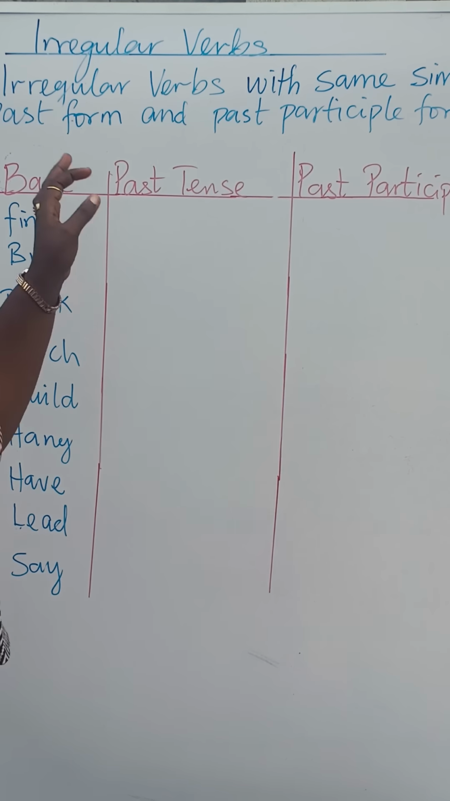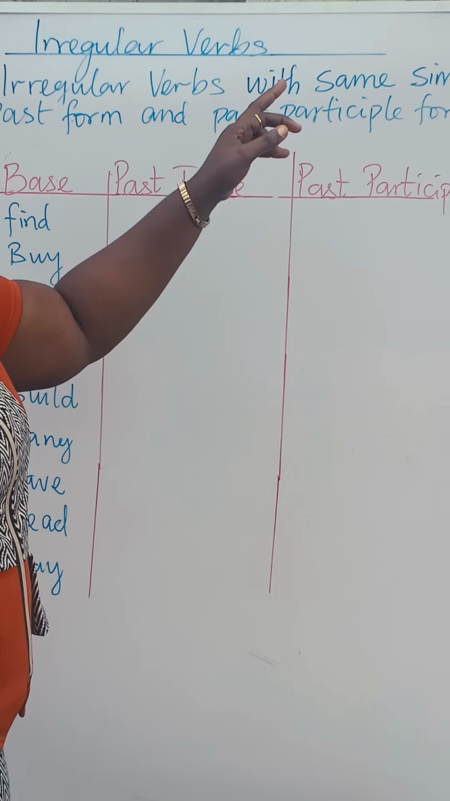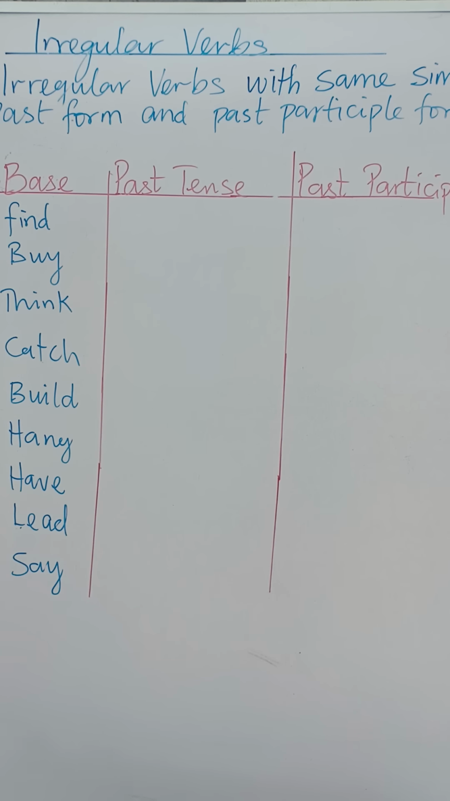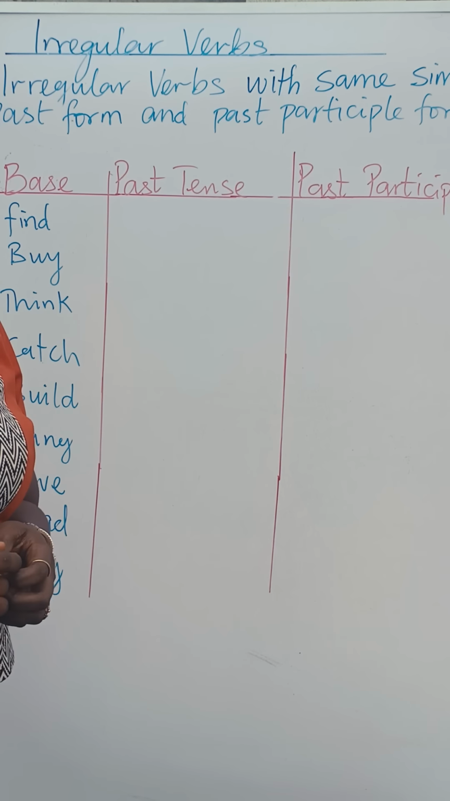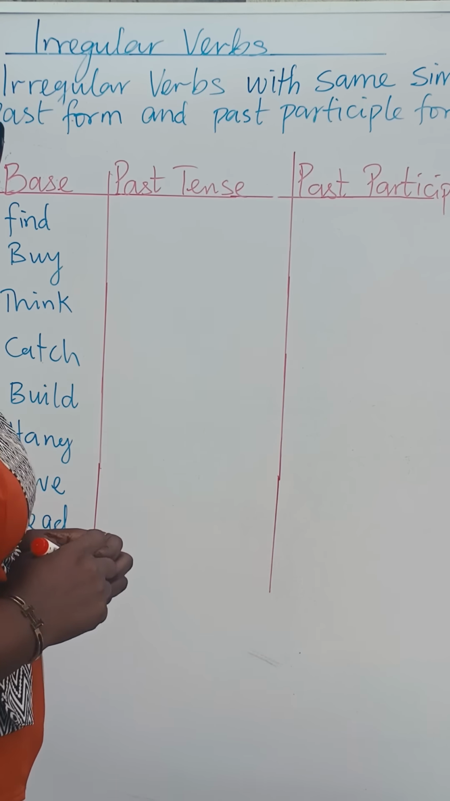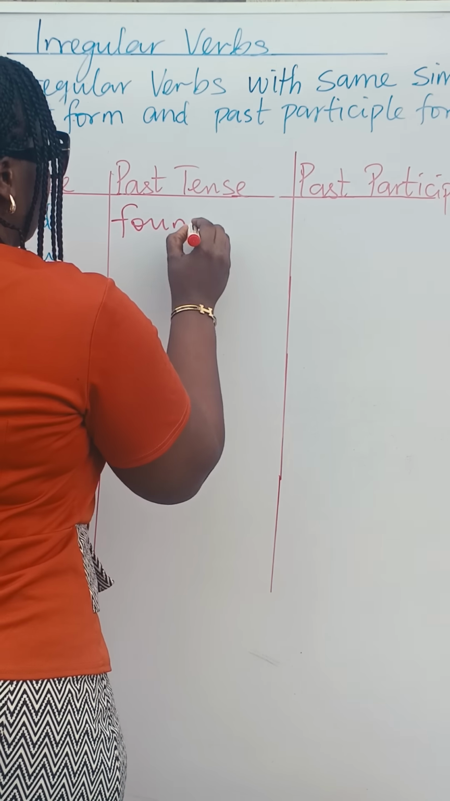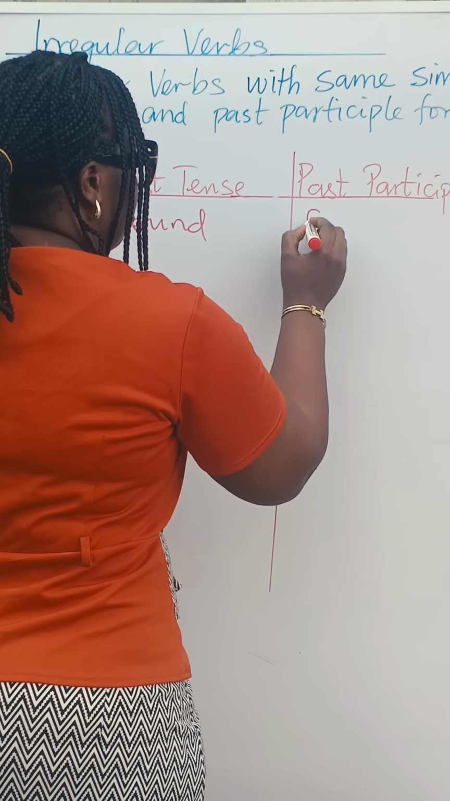Now, the second group is irregular verbs with the same simple past form, and the past participle will be the same. Now we have the verb. The base here is find. What is the past tense of find? Found. And the past participle is also found.